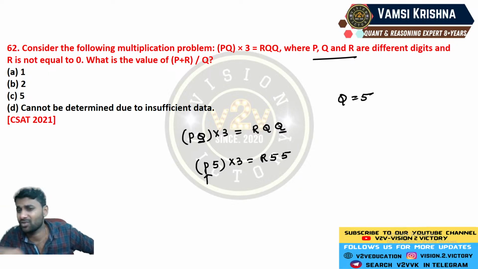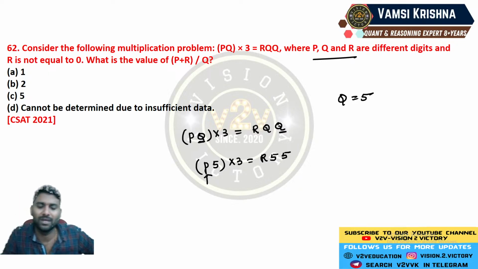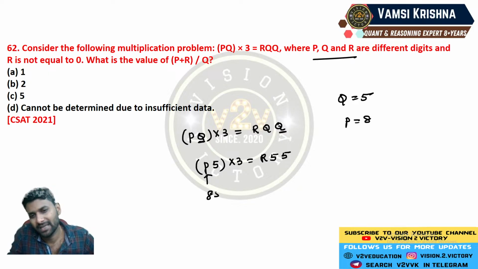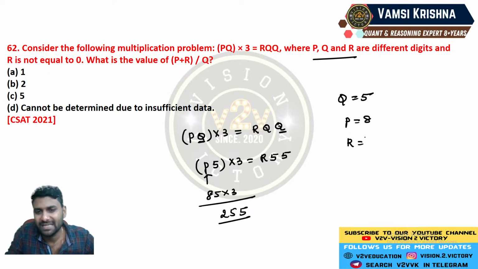If you take 3, it is 105, but we want one R55. Now, if you go for 5, 55 is multiplied by 3, it is 165. Again, the last two digits are not the same. Now, there is only one possibility, you can get P is equal to 8. Now, see, 85 is multiplied by 3. It's 255. If 255, then R must be 2.